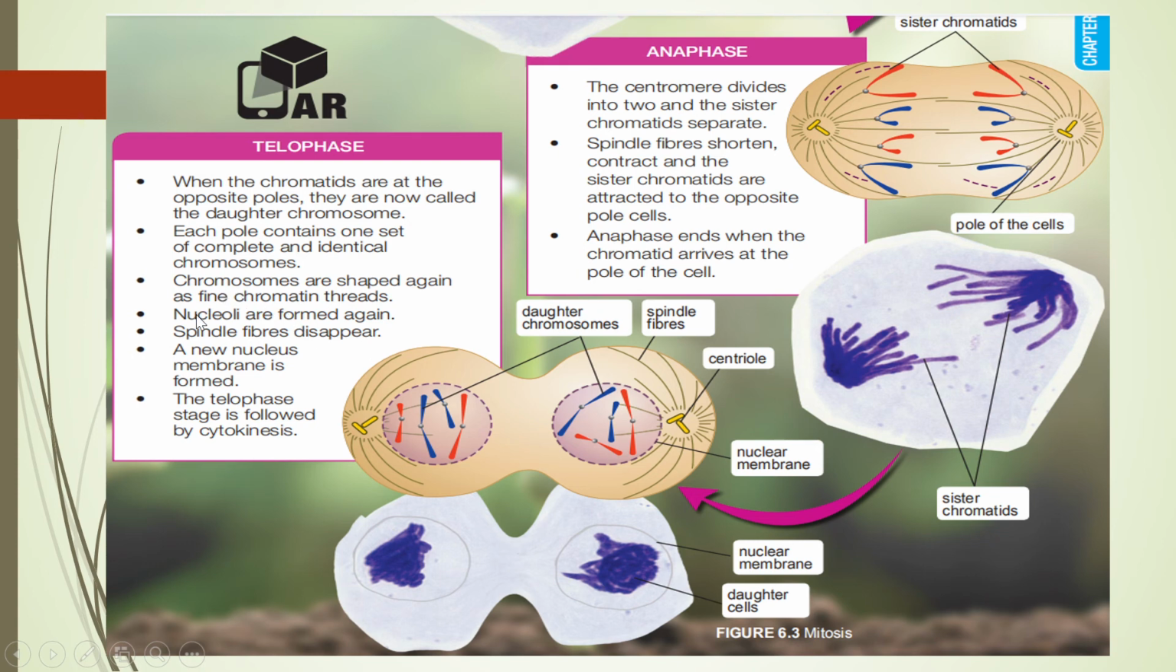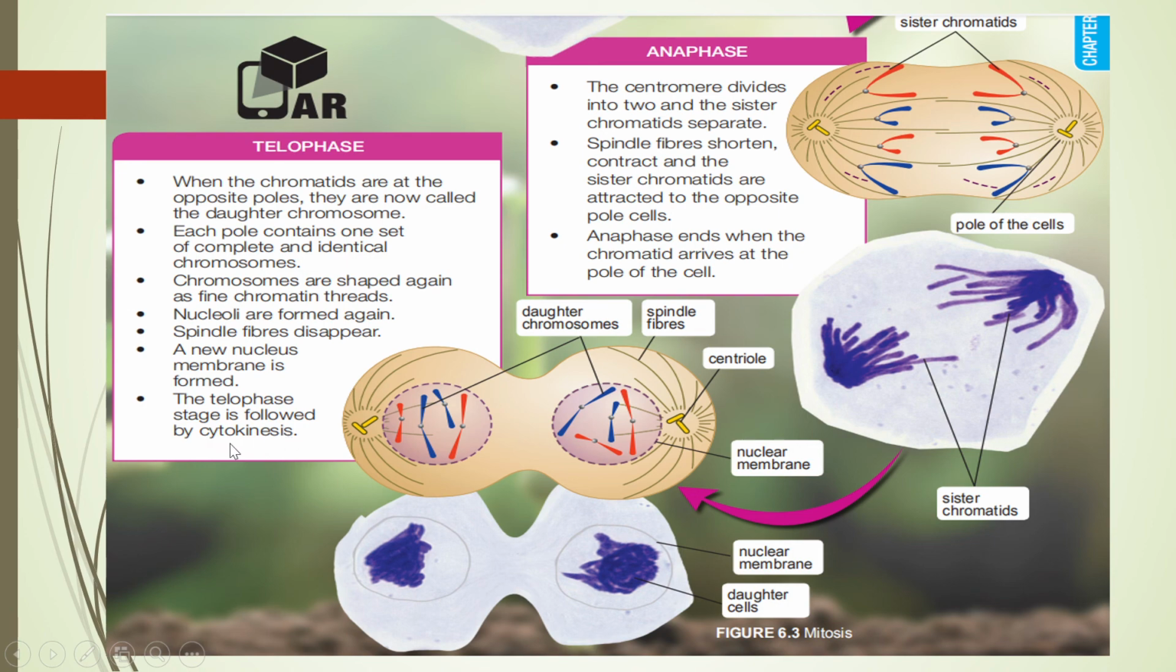Okay, so the nucleoli are formed again. Some books show the nucleoli being formed again. The spindle fibers are no longer there. They disappear. And a new nuclear membrane is formed. The telophase stage is followed by cytokinesis.